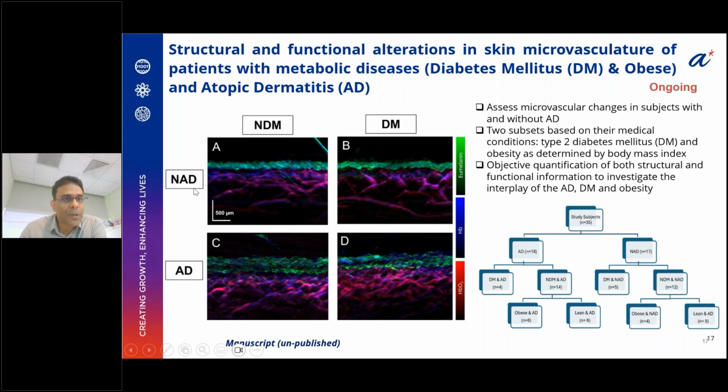NAD refers to non-AD, that means healthy, and AD refers to the eczema AD condition. So when you look at these imaging features, it's very clear that the non-diabetic and non-AD subjects exhibit a well-defined melanin layer superficially with a blue tinge, and the blue tinge indicates deoxygenated hemoglobin.